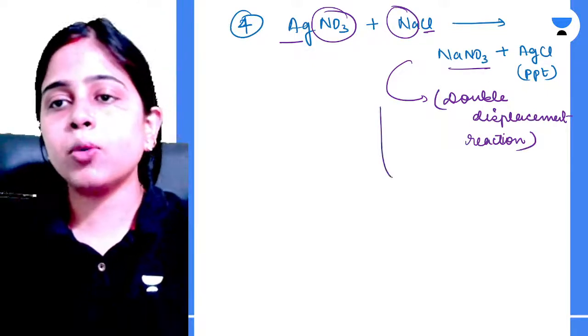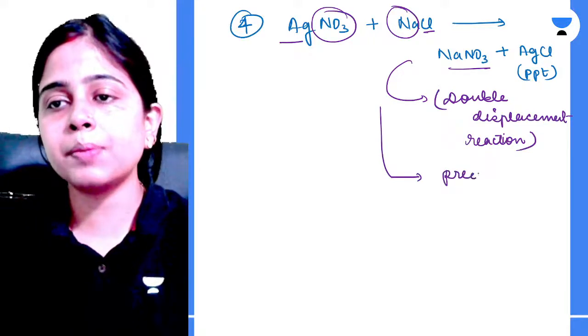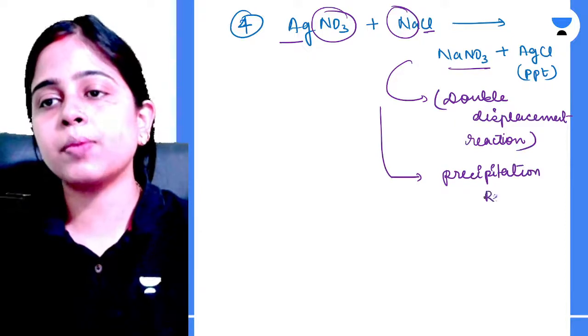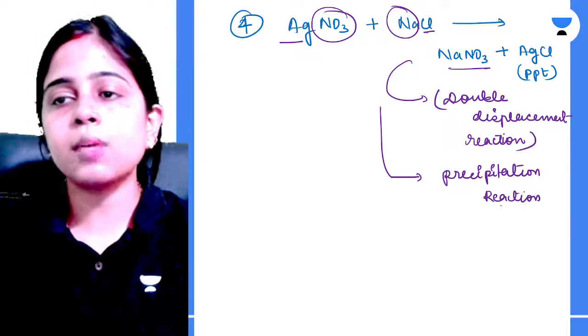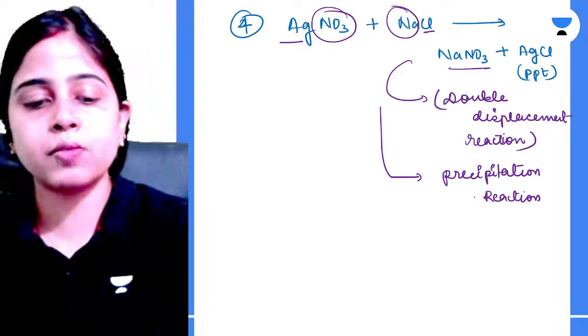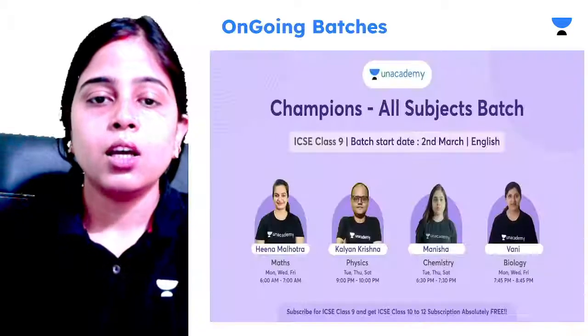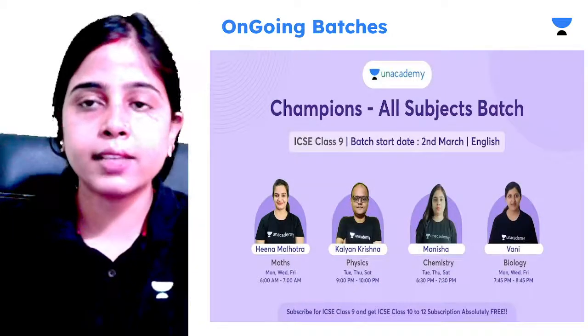So if you want to be more specific, this is your precipitation reaction under double displacement reaction, because here the formation of precipitate is taking place as one of the products. Okay, so this was all for today's session.